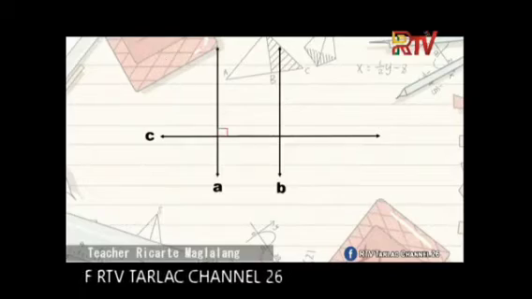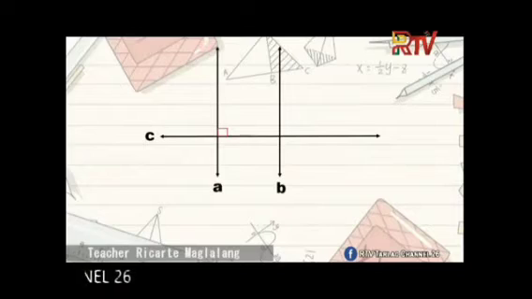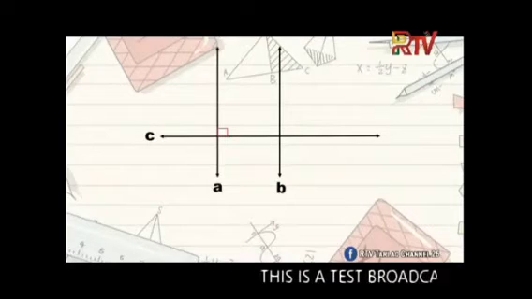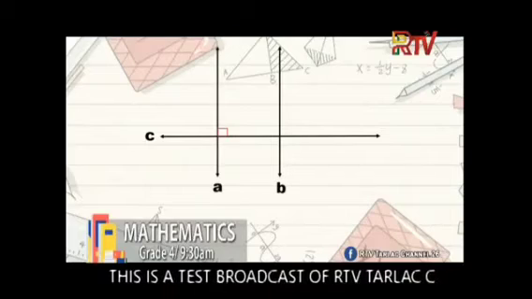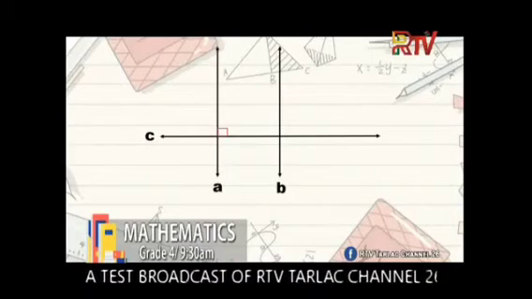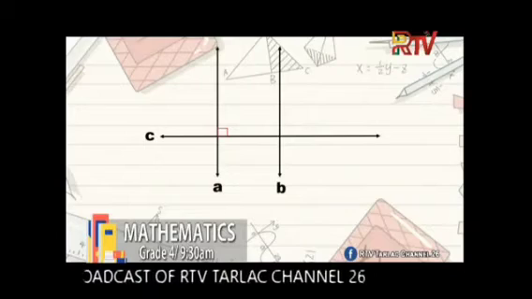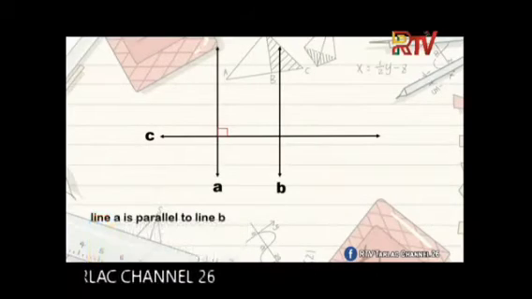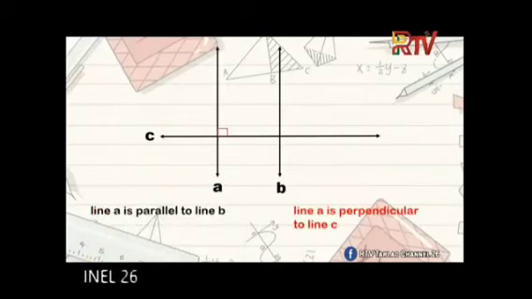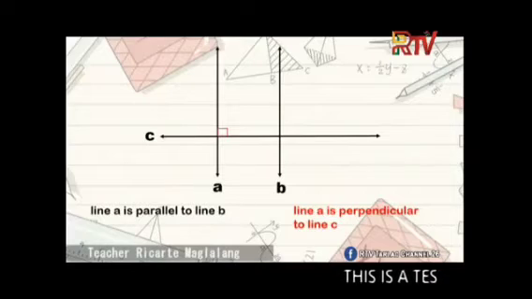Look at the figure. How many lines are there? Very good. There are 3 lines. What are those lines? We have line A, line B, and line C. Great. From those lines, can you give a parallel line? Line A is parallel to line B. Which lines are perpendicular? Yes, very good. Lines A and C are perpendicular lines.